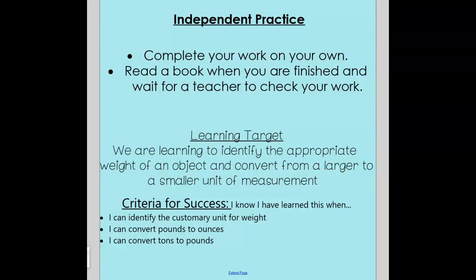All right, now it's time for independent practice. Use your anchor chart. Think back to our length lessons as well to help you. Ounces, pounds, and tons. You got this. Good luck.